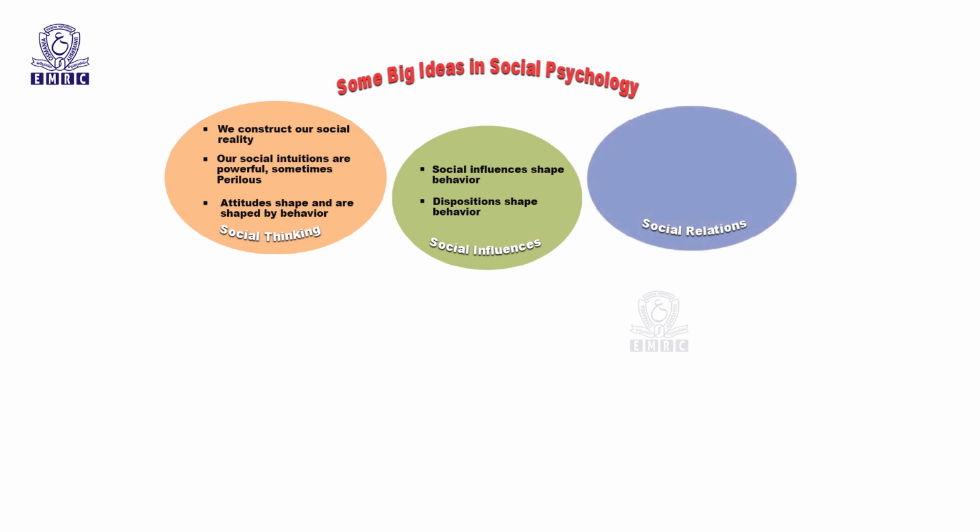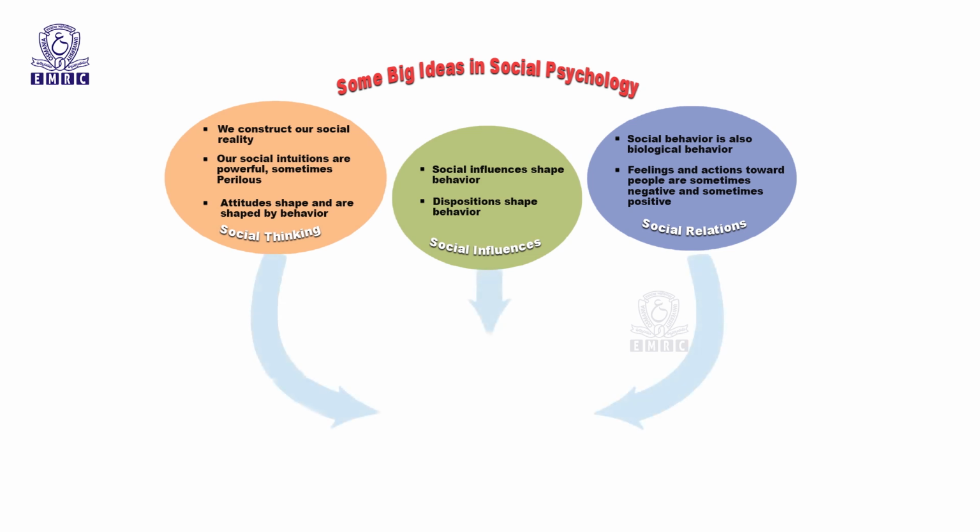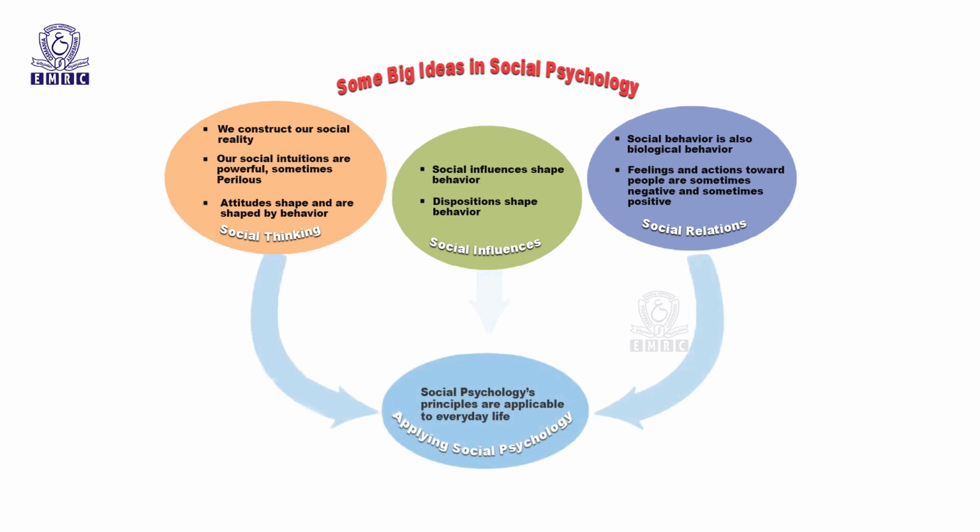When it comes to social relations, social behavior can also be regarded as a biological behavior. Feelings and actions toward people are sometimes negative and sometimes positive. So, all these insights are given by the investigators who have done lots of research in social psychology, and all these inputs are applicable in our day-to-day life.